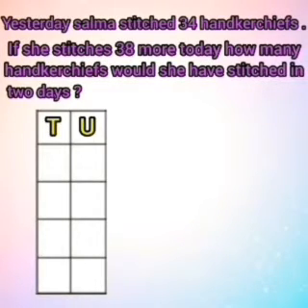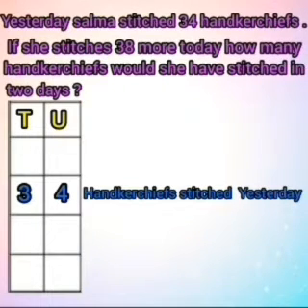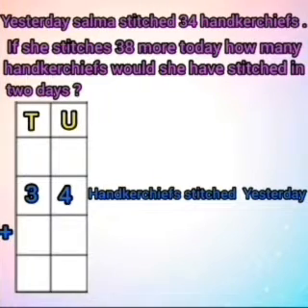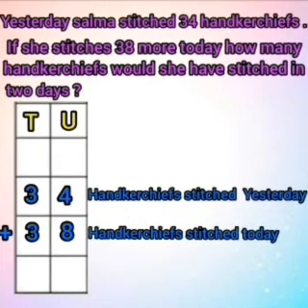Yesterday Salma stitched 34 handkerchiefs. 4 we will write in the unit place. 3 we will write in the tens place. 34 handkerchiefs stitched yesterday. Then we will put a plus sign. If she stitches 38 more today, 8 we will write in the unit place. 3 we will write in the tens place. 38 handkerchiefs stitched today. Let's add.